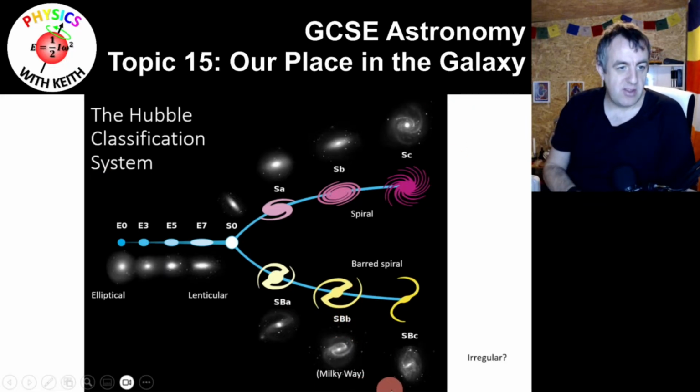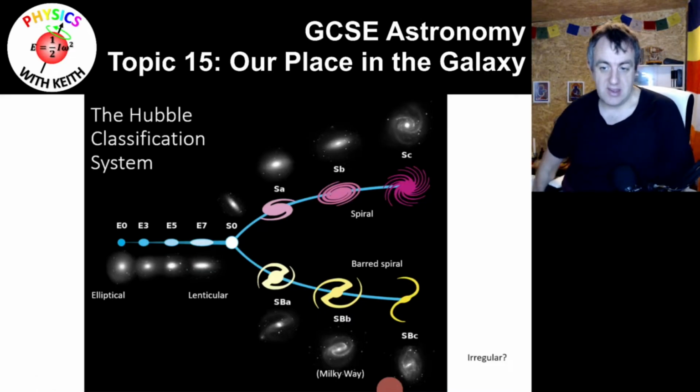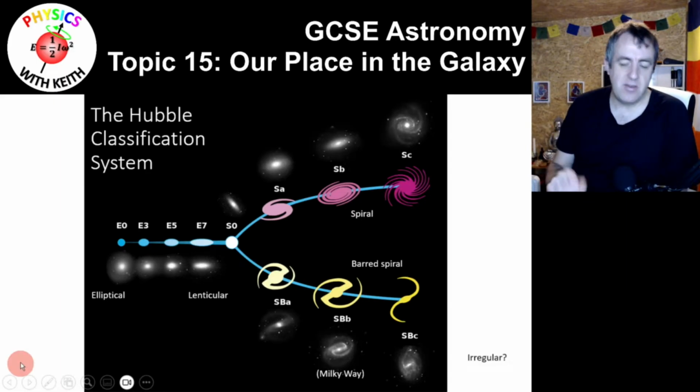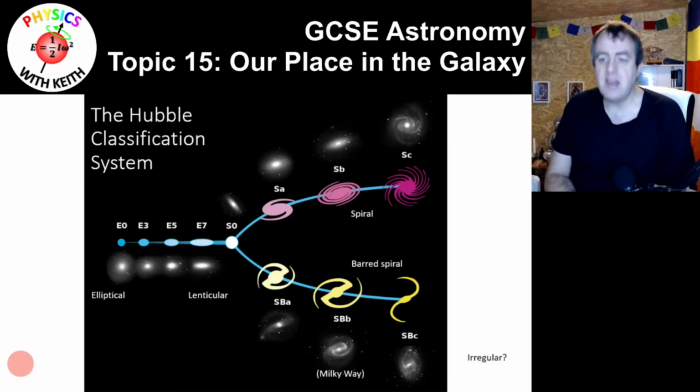At one time, this was thought to be a diagram showing the evolution of galaxies over time. We now don't think that is the case at all. So spiral galaxies don't have that bar through the middle. Barred spiral galaxies do, but where do you draw the line? SA looks like it might kind of have a bar. SBC kind of looks like it doesn't. You know, where do you draw the line? It's just a way of categorizing, classifying different galaxy shapes.